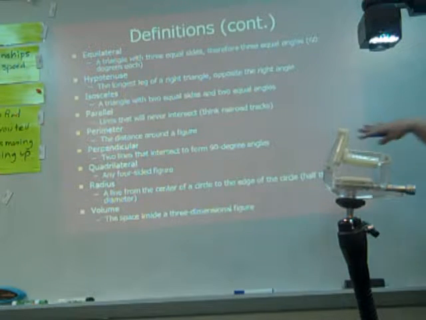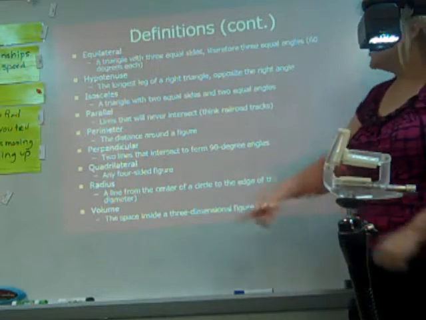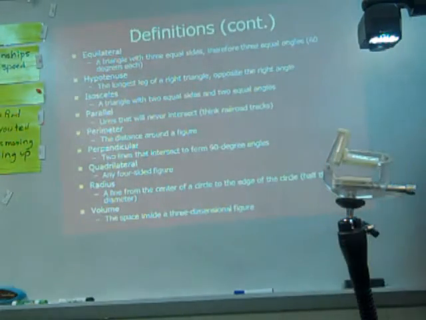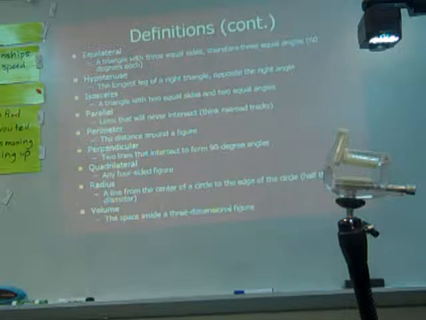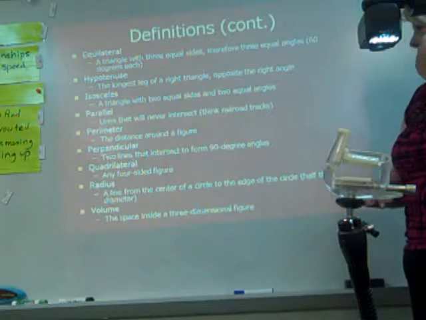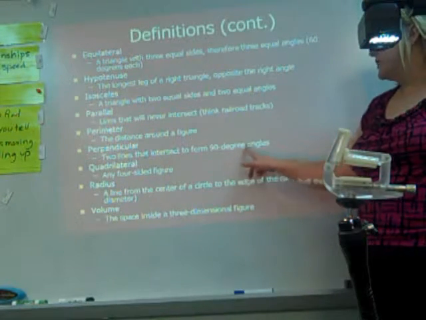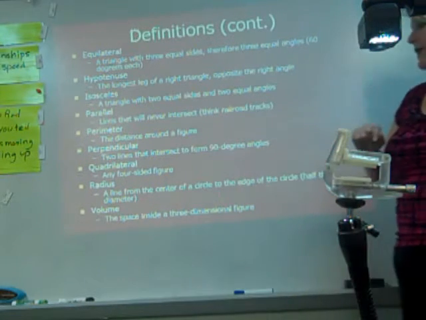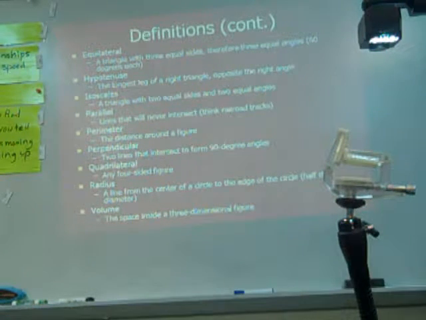Parallel lines are lines that never intersect. Think of railroad tracks. If you look in the word, there are 2 parallel lines in the word. Perimeter, the distance around a figure. Circumference is the perimeter of a circle. We just don't call it perimeter. Perpendicular, 2 lines that intersect to form right angles or 90-degree angles. A quadrilateral is any figure that has 4 sides.